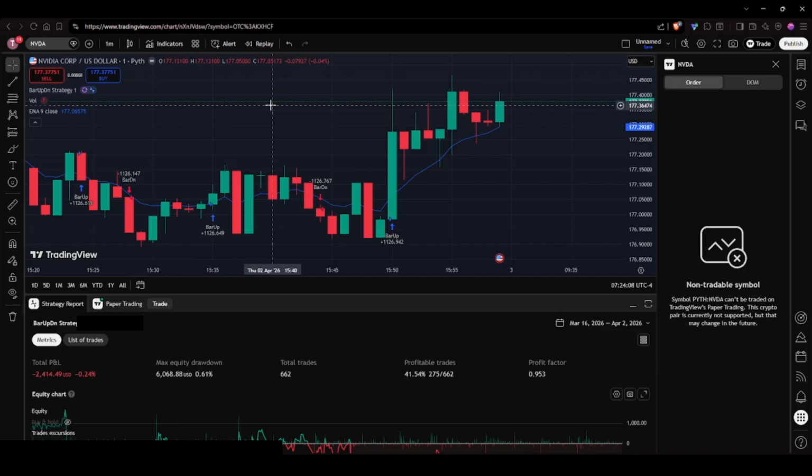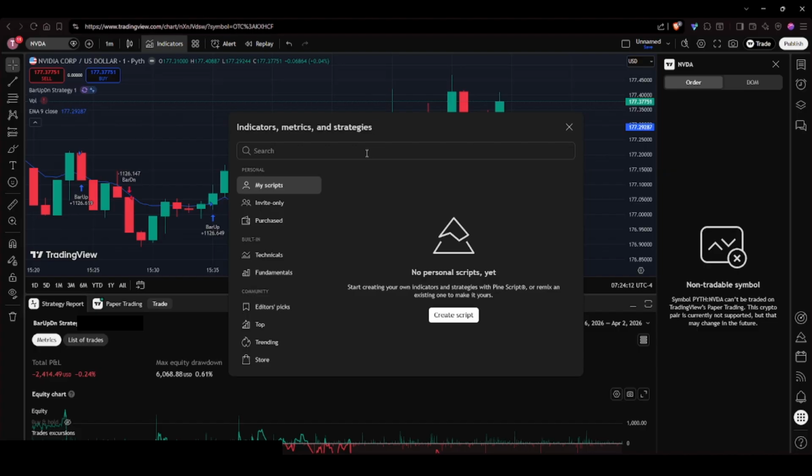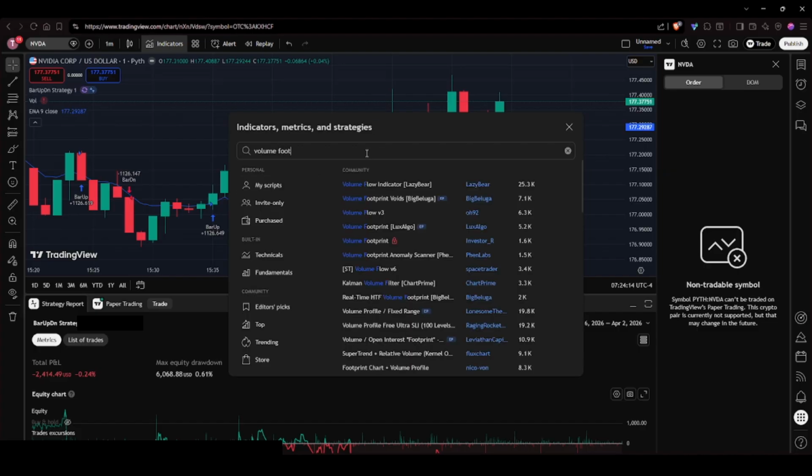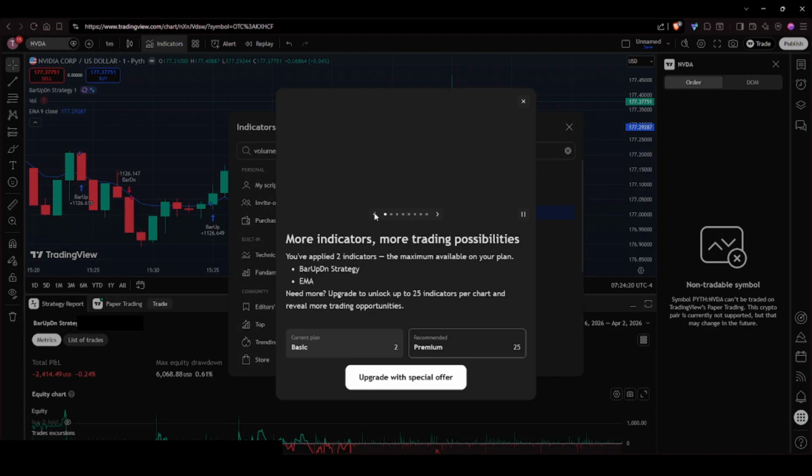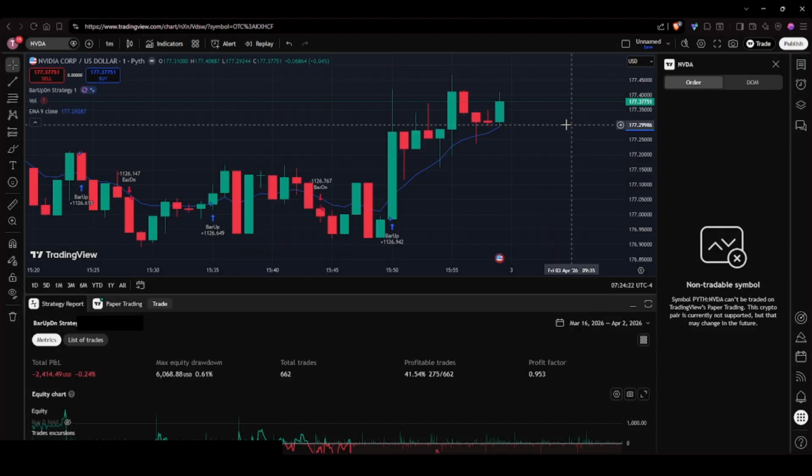Once you are on the chart, click on the Indicators button at the top of the screen. In the search bar, type Volume Footprint. Select the appropriate footprint indicator and it will be added to your chart. You can customize the settings by clicking on the gear icon next to the indicator in the indicator list. Adjust parameters such as the time frame and visual preferences to suit your analysis style.